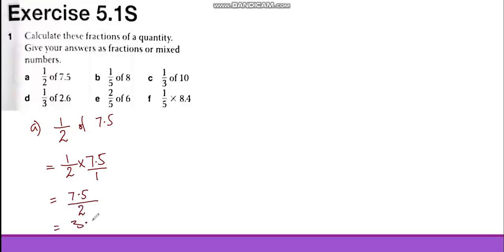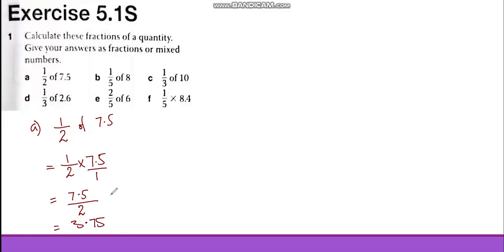Our topic is fractions and percentages. In question number 1, it says calculate these fractions of a quantity and give your answers as fractions or mixed numbers. In A part, it's written 1/2 of 7.5. We can replace "of" with the multiplication sign and write 1/2 times 7.5. Multiplying the numerators, the denominator of 7.5 can be considered as 1, we get 7.5 over 2. So we simply divide 7.5 by 2, and we get 3.75.